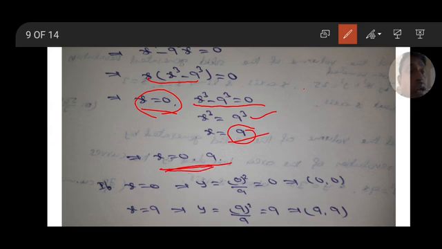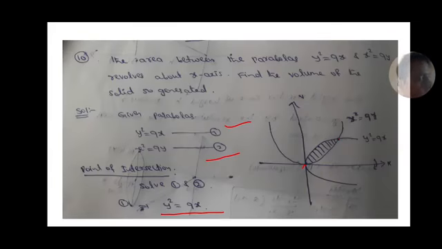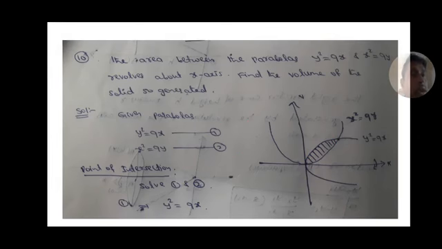X equal to what value? 0 or 9. If x equal to 0, the y value is x square by 9, which means 0 square by 9, that is 0, so the point is 0, 0. And if x equal to 9, y equal to 9 square by 9, the square cancels and 9 will come, so 9, 9. The intersection points are 0, 0 and 9, 9. Okay. Next. Intersection points are over.